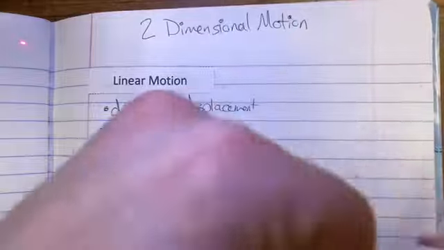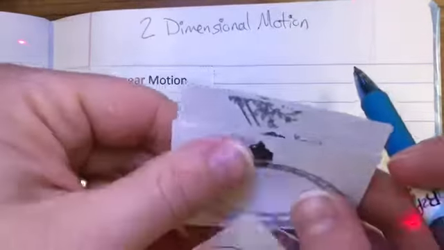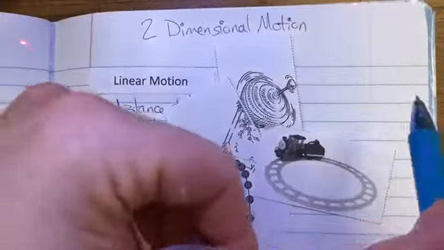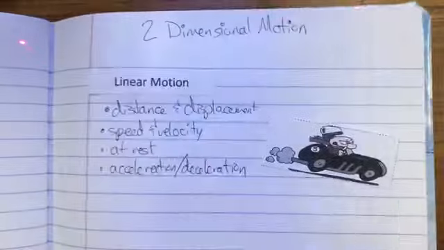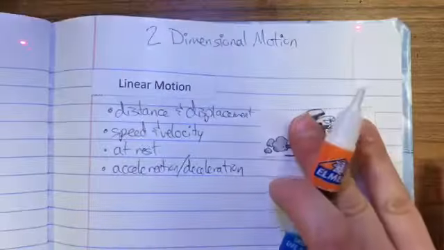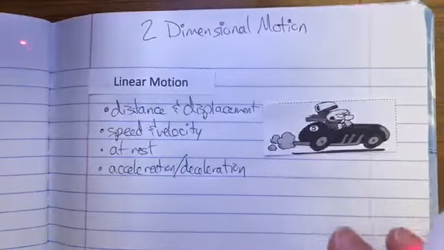Now, all the little pictures you cut out, looking through all your little pictures there, which one do you think is the most appropriate to demonstrate linear motion? Ta-da! The speedster in the car.